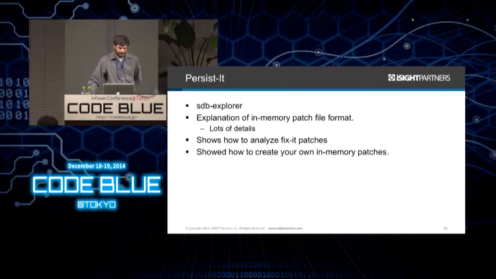I showed how to analyze these fixits. I kind of showed you that today as well. And what I didn't show you today is there's no tool out there besides mine that allows you to create your own in-memory patches. And so I created a mechanism where you can create a config file where you specify the program name, the module that you want to target, the RVAs that you want to target, the bytes that you want to search for, the bytes that you want to replace. It'll take that information and it will spit out a .stb file for you that you can then go register.